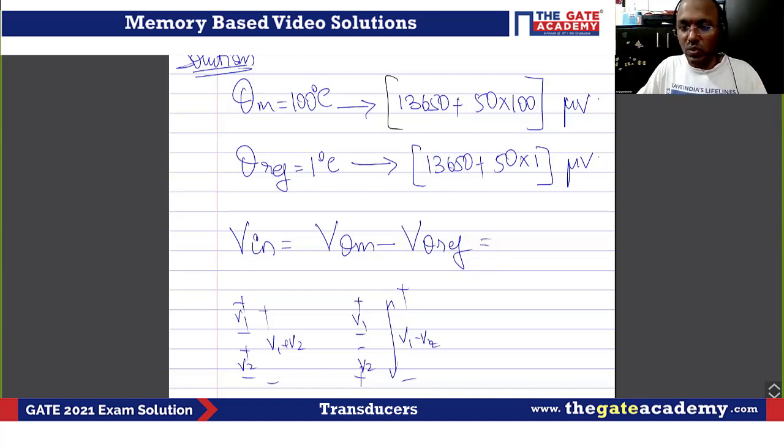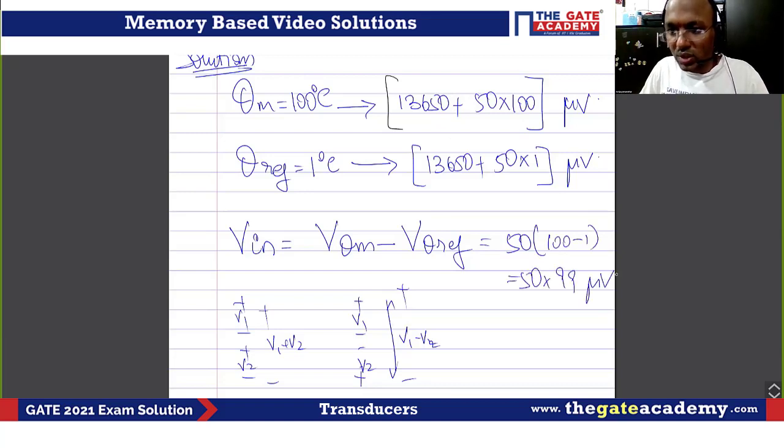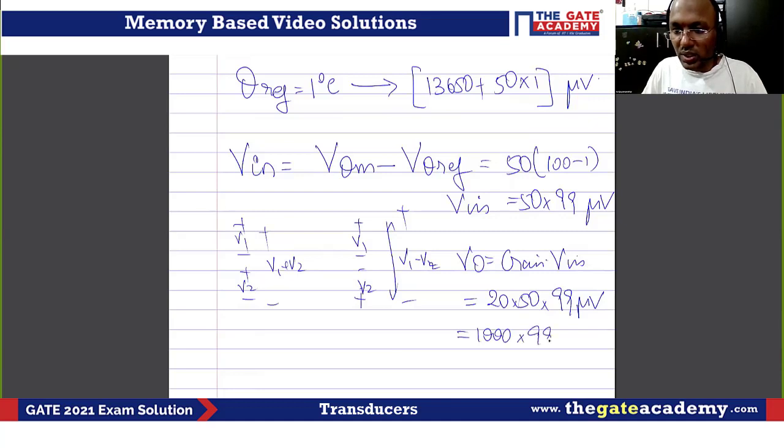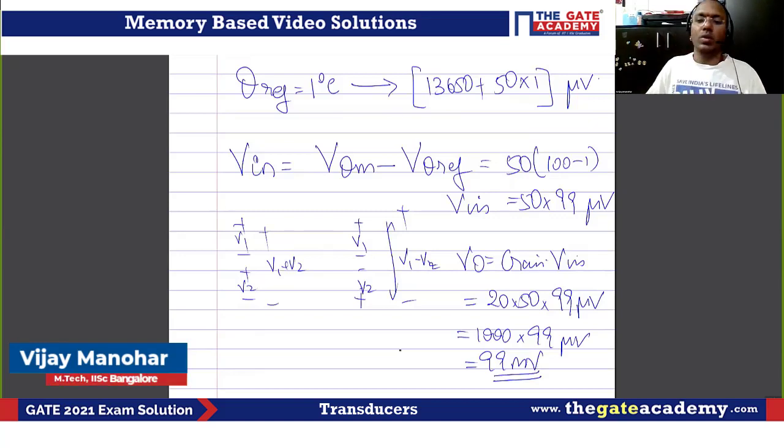So if I subtract, what will I get here? This 13,650 gets cancelled, so I need not worry about that. I have 50 into 100 and 50 into 1, so I will get 50 into 100 minus 1, which is 50 into 99 microvolt. This is what I'm going to get as V in. So V naught is going to be gain into V in. The gain is 20, so 20 into 50 into 99 microvolts. 50 into 20 is 1000, into 99 microvolt, which is going to be 99 millivolt.